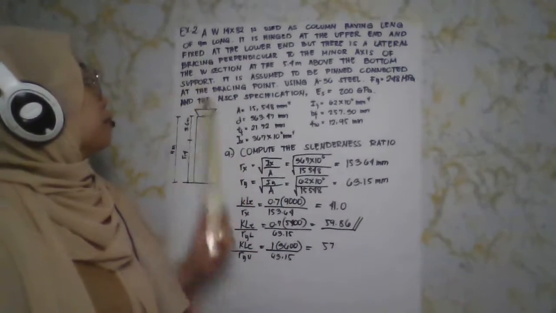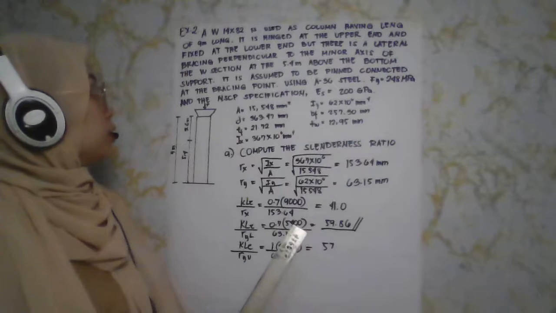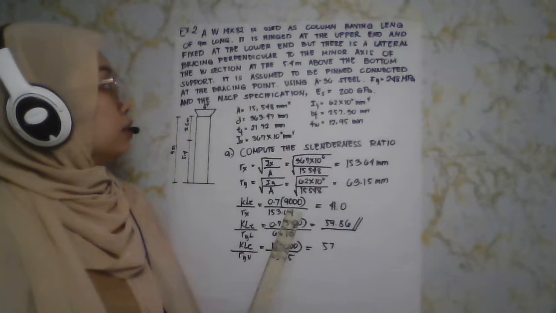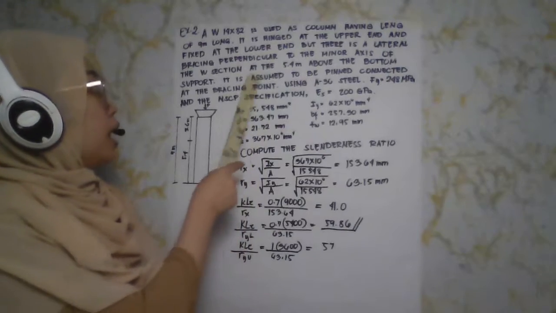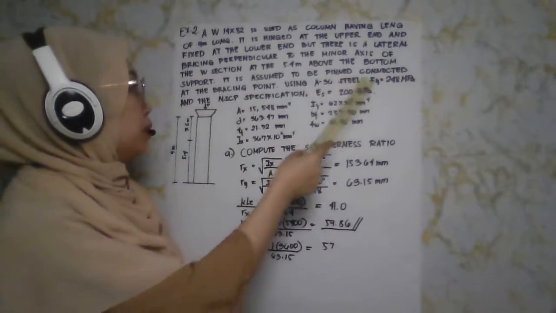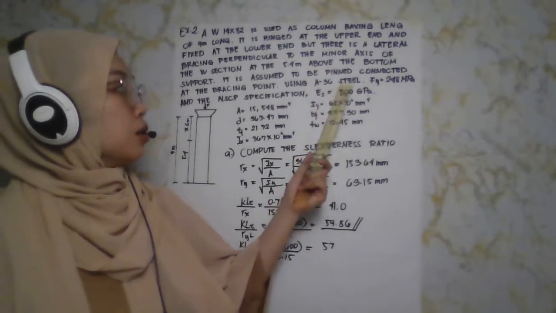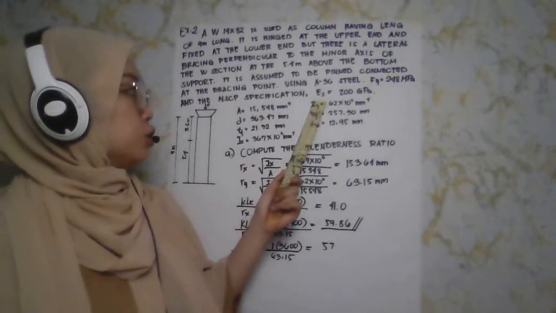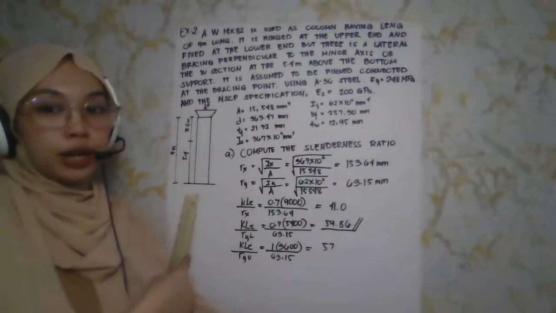So the problem is a W14 by 82 is used as a column having a length of 9 meters long. It is hinged at the upper end and fixed at the lower end, but there is a lateral bracing perpendicular to the minor axis of the W section at 5.4 meters above the bottom support. It is assumed to be pin connected at the bracing point, using A36 steel with Fy 248 MPa and the NSCP specification, E is 200 GPa. So, ito yung figure natin.